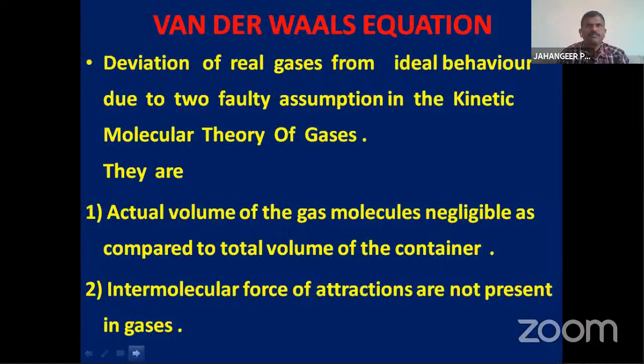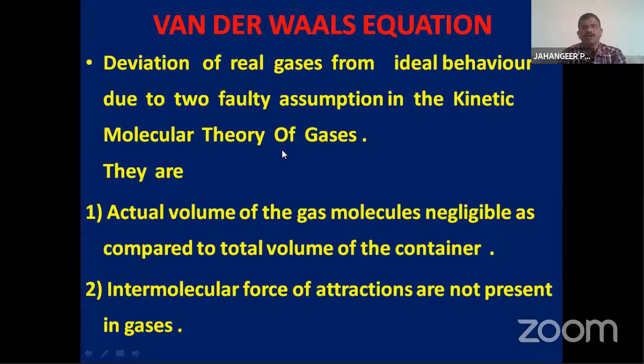Next, what is the reason for the deviation of real gases from ideal gas behavior? It was explained by the scientist Van der Waals with his Van der Waals equation. The main reason for the deviation of real gases from ideal behavior is that there are two faulty assumptions in the kinetic molecular theory of gases.